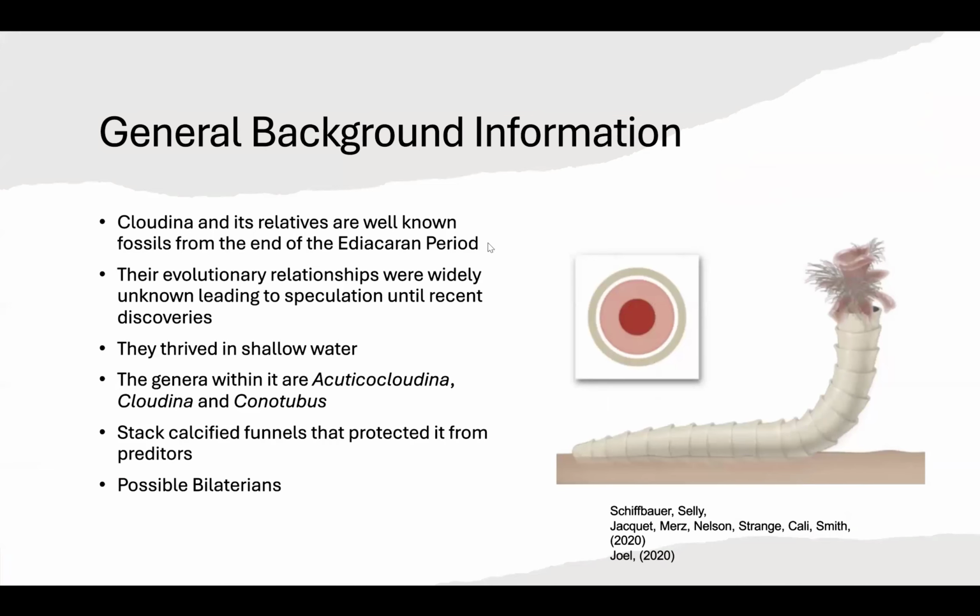Cloudinidae are some of the best known fossils from the end of Ediacaran period over 540 million years ago. Their evolutionary relationships were unclear for a long time, sparking a lot of speculation, but new discoveries have started to clarify their place in the tree of life. These organisms lived in shallow marine environments and built protective calcified tube structures, kind of like stacked funnels, to defend against predators. The group includes genera like Cloudina and Conotubus, and they may even represent some of the earliest bilaterian animals.